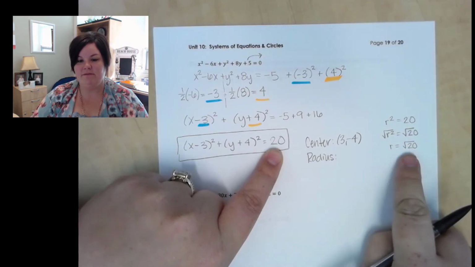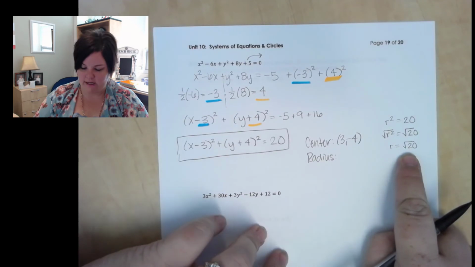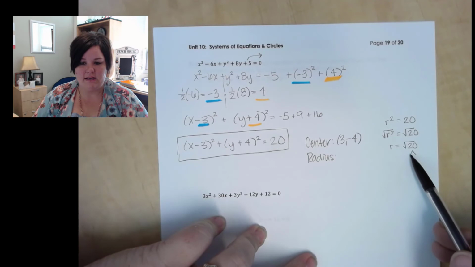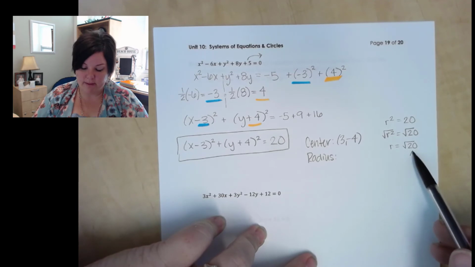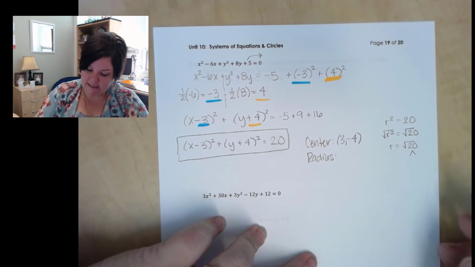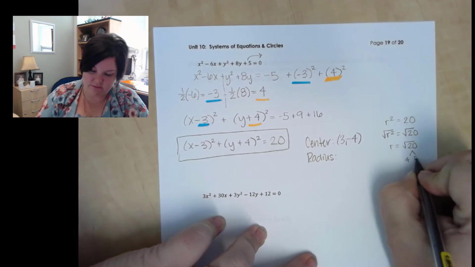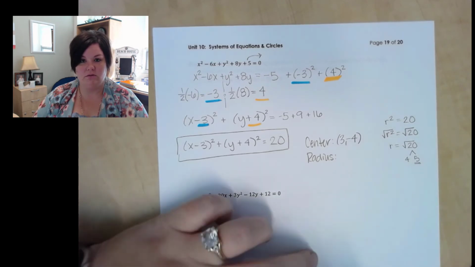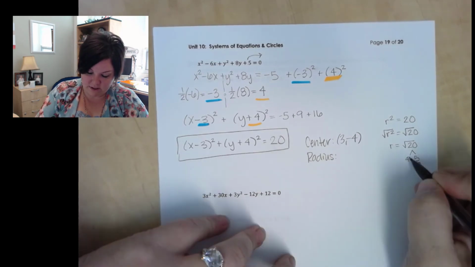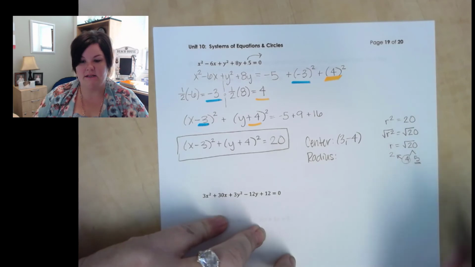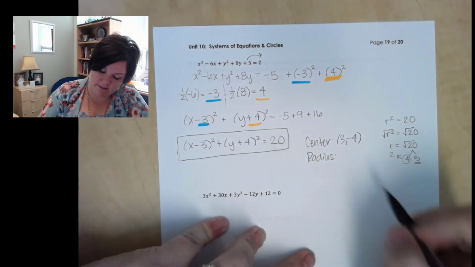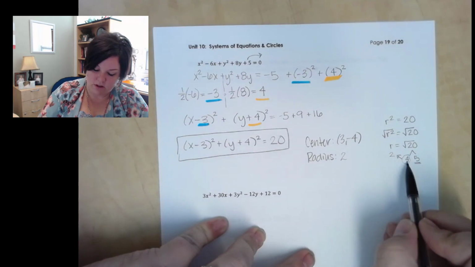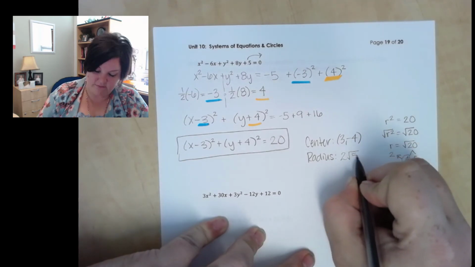And then I just want to see if I can simplify this at all. To simplify a radical, we need a perfect square. 20 itself is not a perfect square, but it might have a perfect square within it. 20 is the same thing as 4 times 5. 5 is not a perfect square, so it's going to be stuck under the radical. But 4 is a perfect square. That comes out as a 2 when I take the square root of 4. So this means that my radius is 2, because I brought that out because of the 4, times the square root of 5.